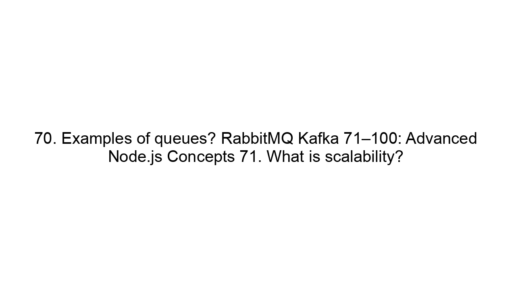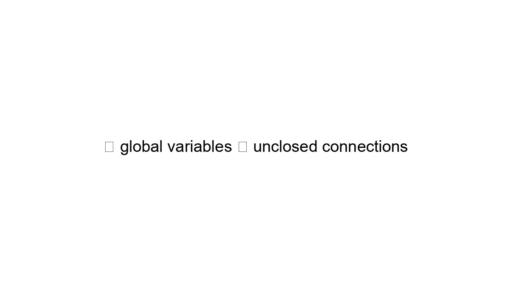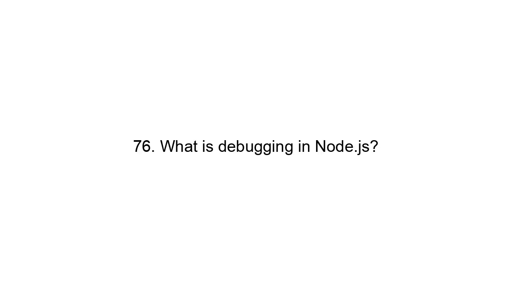Questions 71 to 100, advanced Node.js concepts. 71. What is scalability? Handling increased load. 72. What is horizontal scaling? Adding more servers. 73. What is vertical scaling? Increasing server power. 74. What is memory leak? Unreleased memory usage. 75. What causes memory leaks? Global variables. Unclosed connections.